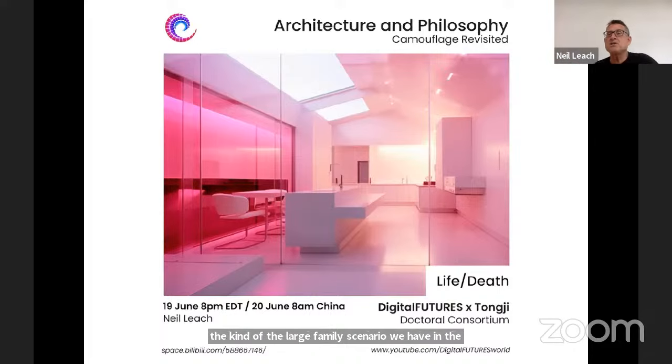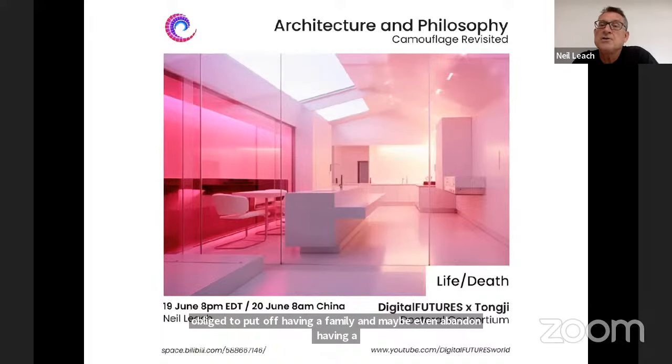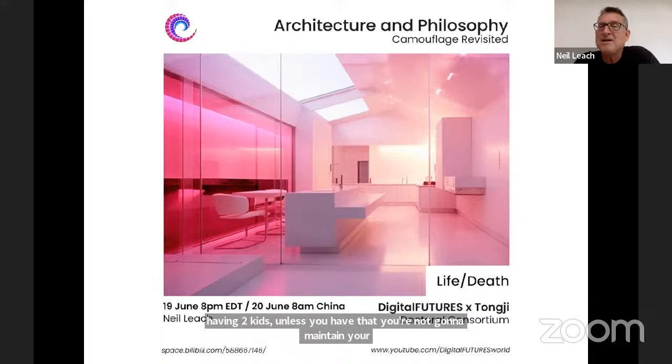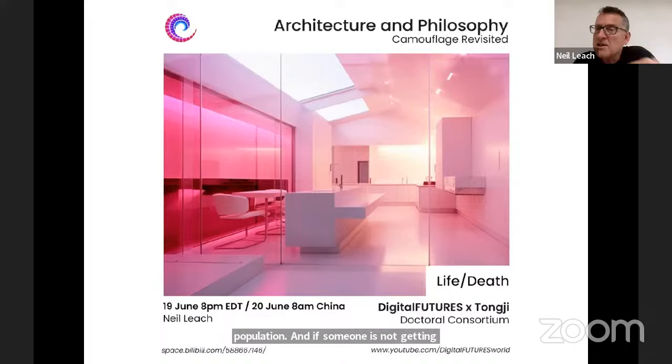Increasingly, we're seeing this in Japan, especially with the pressures of work, where people are obliged to put off having a family, and maybe even abandon having a family. This is leading to enormous shrinkage in the population. Unless each family has 2 kids, and everyone is part of a family, you are not going to maintain your population. If someone is not getting married, or a couple only has 1 kid, it's going to be catastrophic in terms of the collapse. There are knock-on effects on the economy, where you don't have as much of a workforce to support the retired age, and already in Japan the age of the population is going up and up. So I would agree with that question.